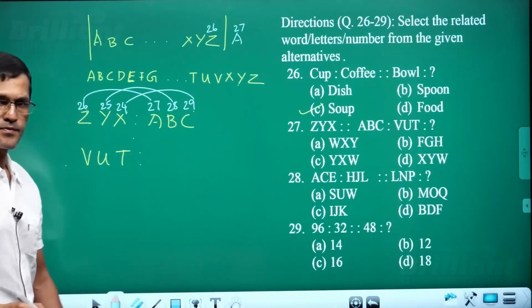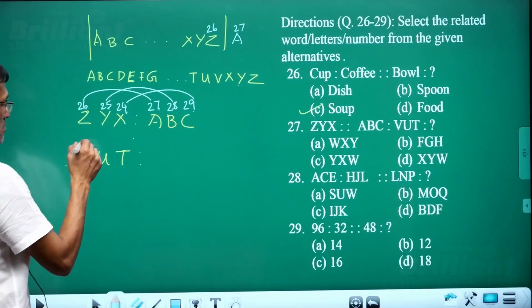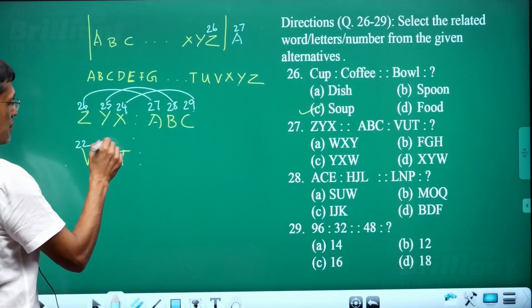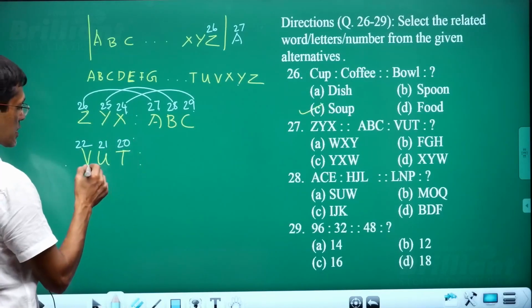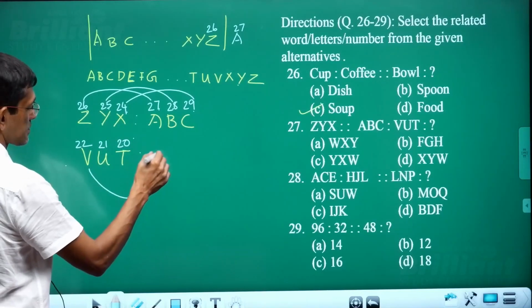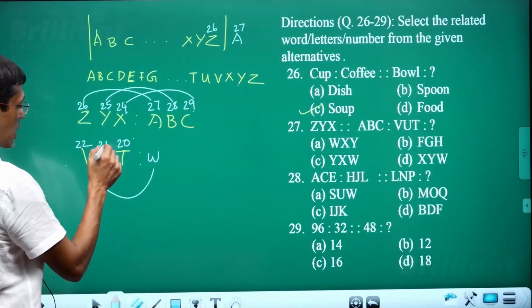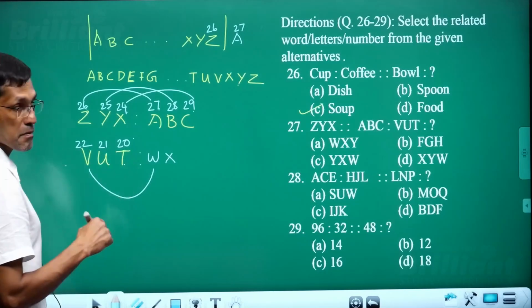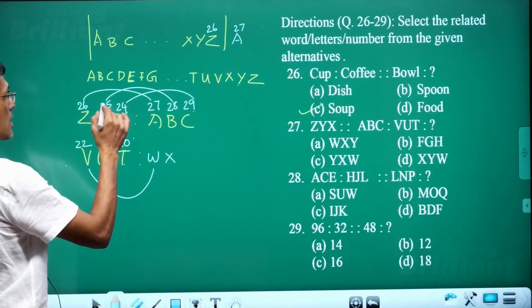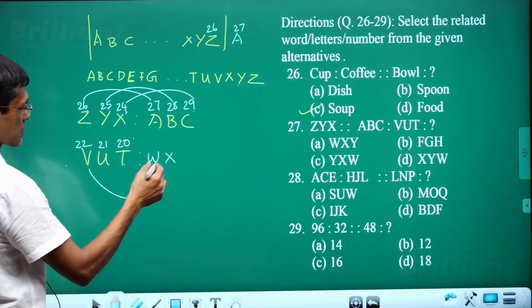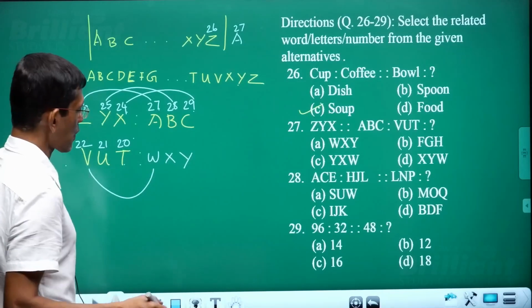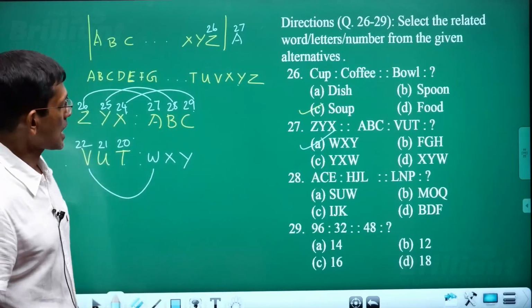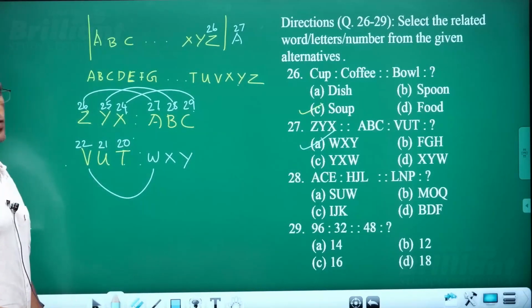That's a pattern. And how about VUT? 22, 21, 20. So we'll take it as what? 22 plus 1, that's 23. And 21 plus 3, 24. Then 20 plus 5. So this is 1, 3, 5, right? So 20 plus 5, 25. So WXY. WXY, it's right here. So that's the answer choice for question number 27.